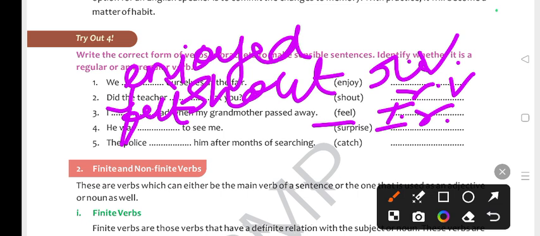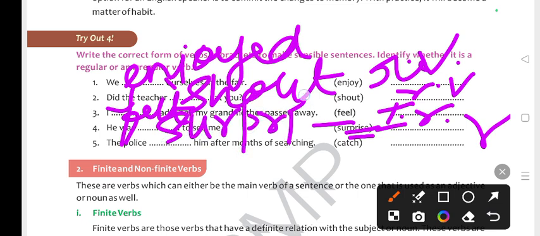She was surprised to see me. Again, it's a regular verb because ed is added in surprise. So we will put here surprised. Next question. The police dash him after a month of searching.